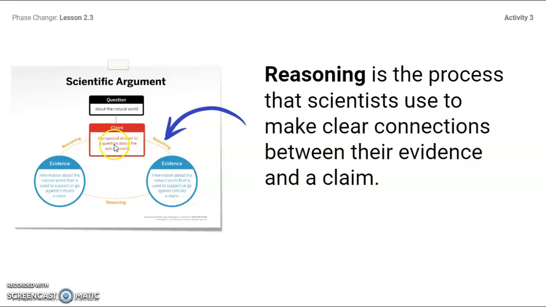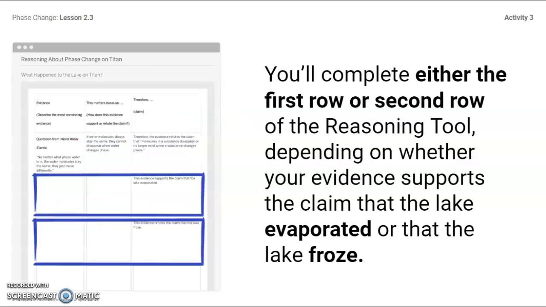So you want to make sure you always include the reason with your claim that you're either refuting or saying that it goes along with, agreeing with, and the evidence that backs up why that reason goes with that claim. So you're going to complete either the first or the second row of the reasoning tool, depending on which way you go with the evidence, if you're supporting the evaporated or that you're supporting the lake froze. So those 2 claims are listed on the side.